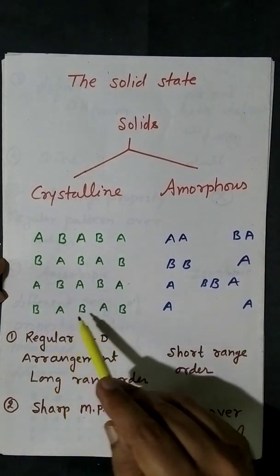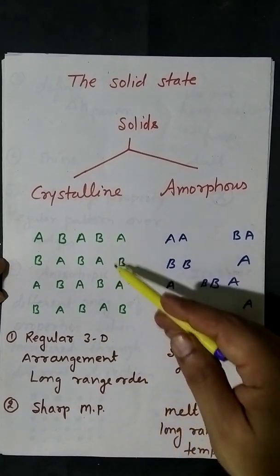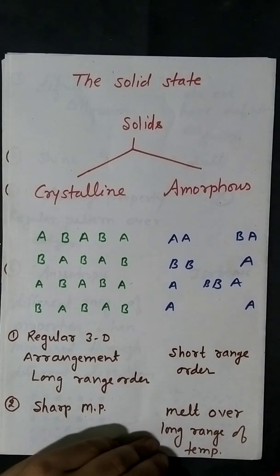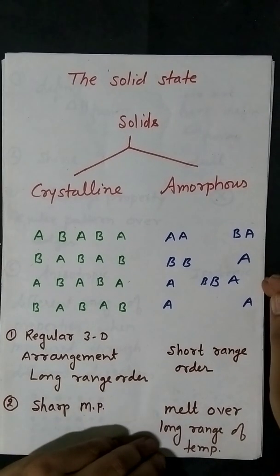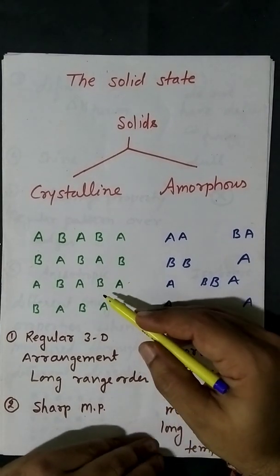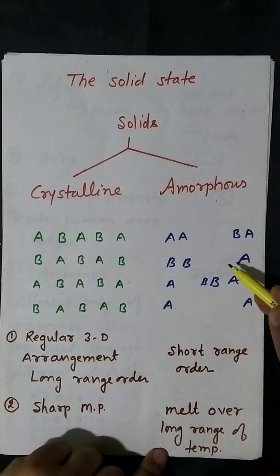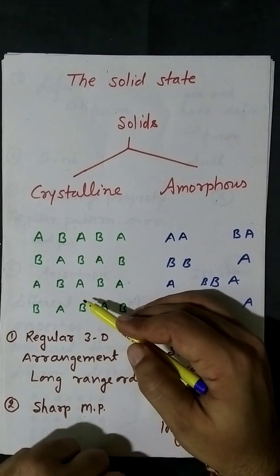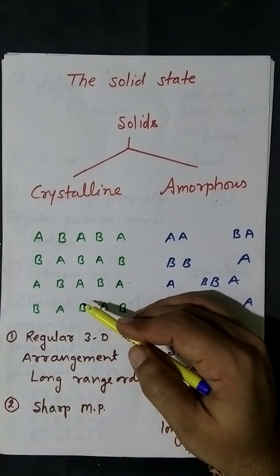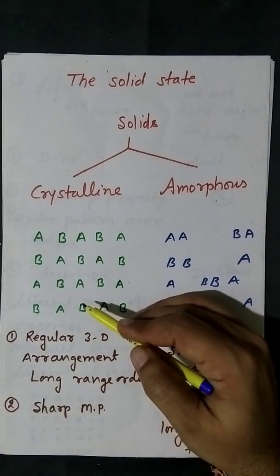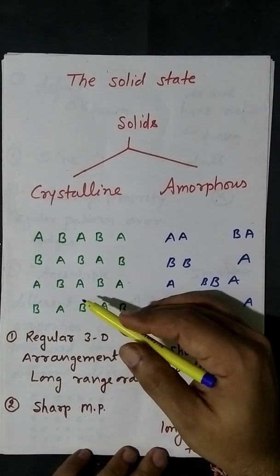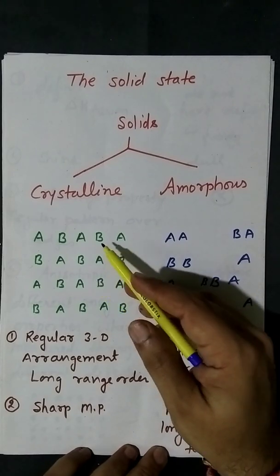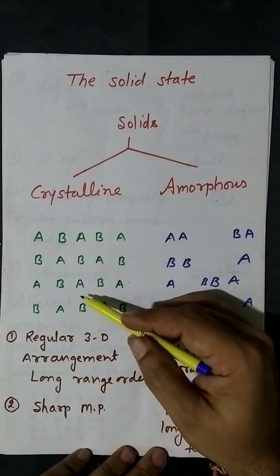Here you can see a regular arrangement of particles, and on the other side you can see an irregular or random arrangement. So this is the basic difference between crystalline solid and amorphous solid. The crystalline substance has a regular three-dimensional arrangement of particles. Here you can see only a two-dimensional arrangement. This is the limitation of our pen and paper. We cannot draw a 3D structure here, but it is in fact a 3D structure.